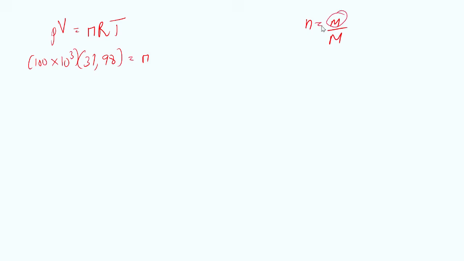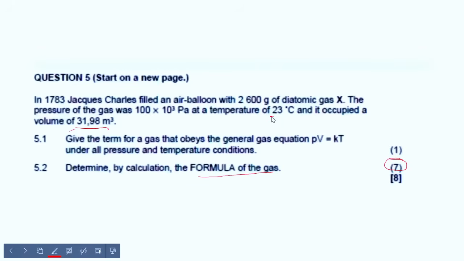We do have the mass. We would have calculated the number of moles from here, and then we are looking for the molar mass so that we can have the molecular formula, right? Then R is 8.31, but the temperature, we do not substitute the 23 here. Remember, the temperature must be in kelvins, so that's 23 plus 273.